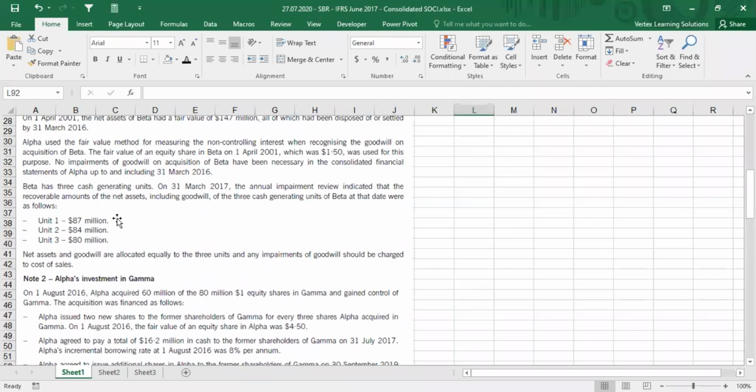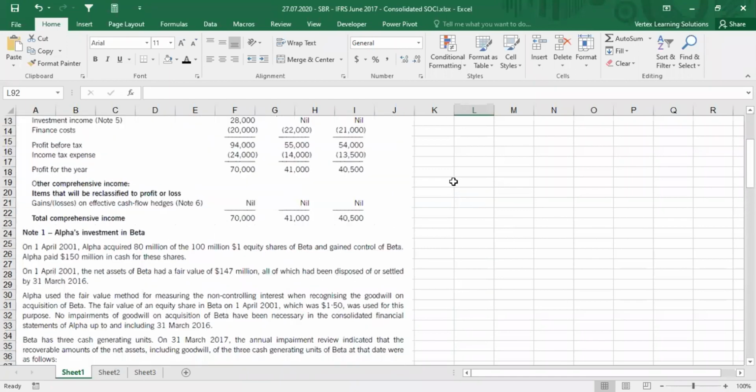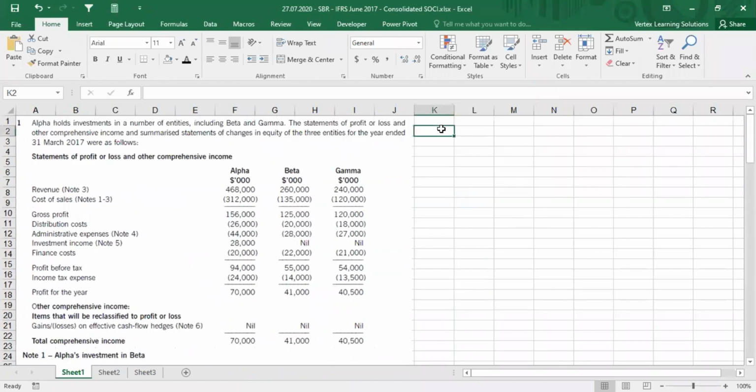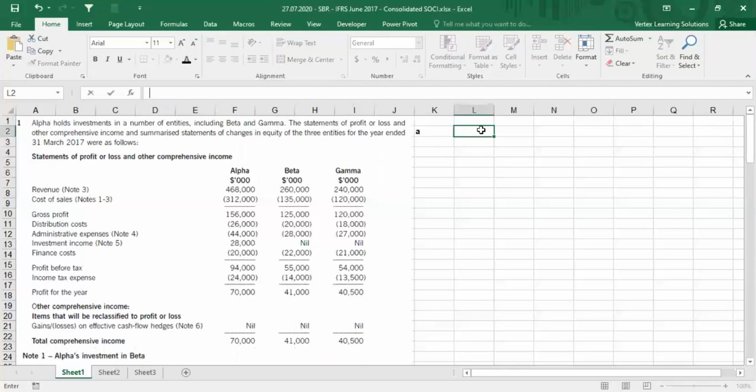So we start with part A. I'll call it part A, and that part A is about goodwill in beta. This is what we want to find out. And we know that goodwill in beta, we will calculate by finding out the consideration paid and by subtracting the net assets. So let's start reading it. I'll just have a very quick look.